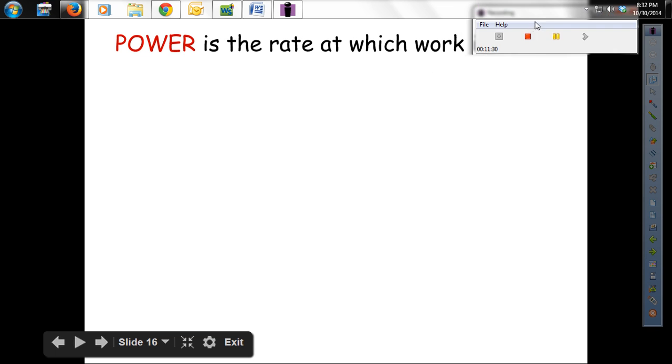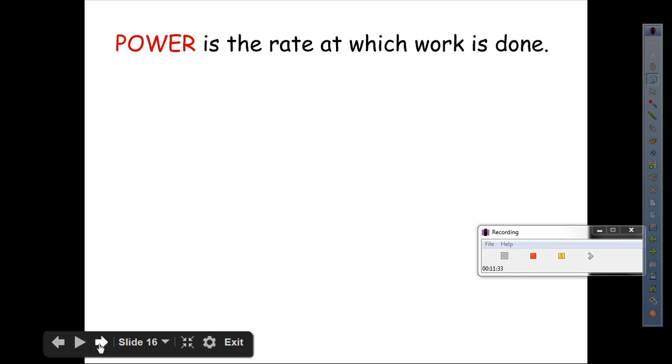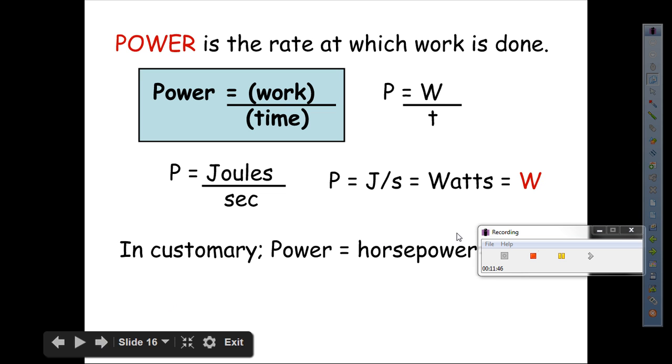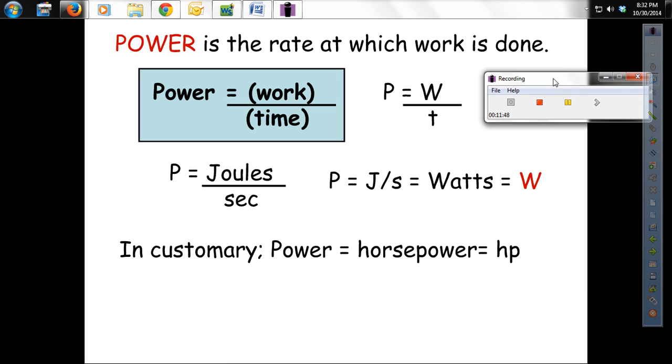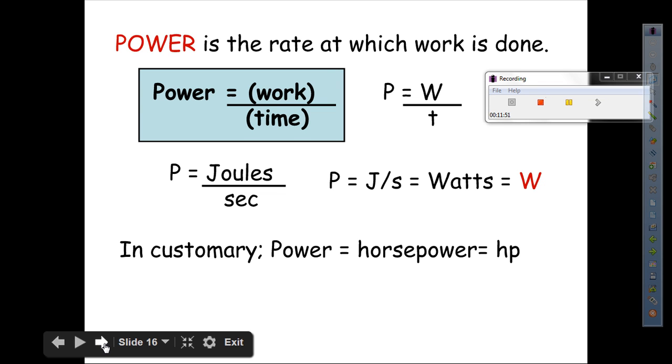Power is how quickly we do the work. So power is just work over time. So I wind up with joules per second. Joules per second is also called a watt, W-A-T-T. In the English system we call it horsepower. There's a conversion between horsepower and watts. There it is, 746 watts is equal to 1 horsepower. So pause the slide and get that in.